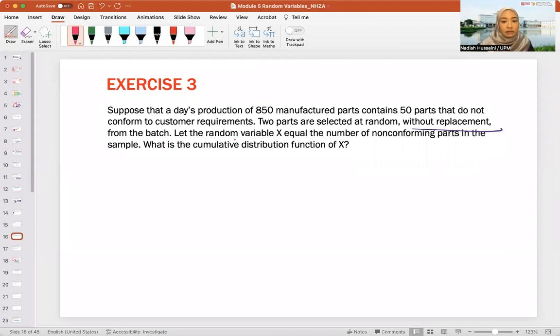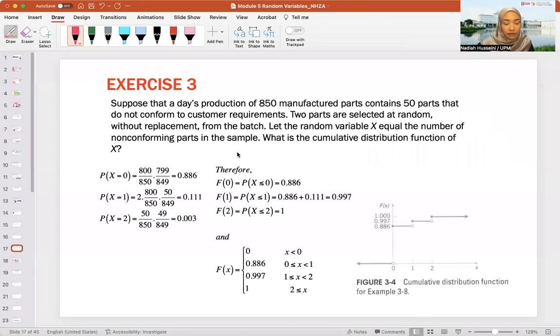From the batch, let the random variable x equal the number of non-conforming parts, which means that it has a defect or it is defective in the sample. What is the cumulative distribution function? Okay, so we did this one and the answer was this. If my defect is 0 from the 2 samples that I choose, both of them are non-defective or they are conforming to the specs that I want. Therefore, my x is equal to 0.